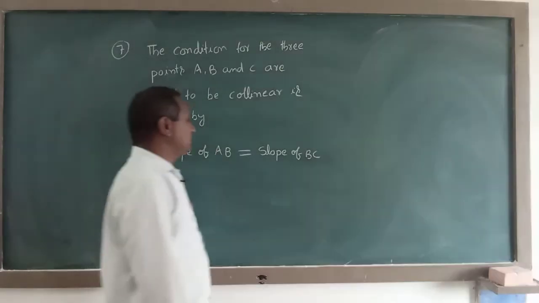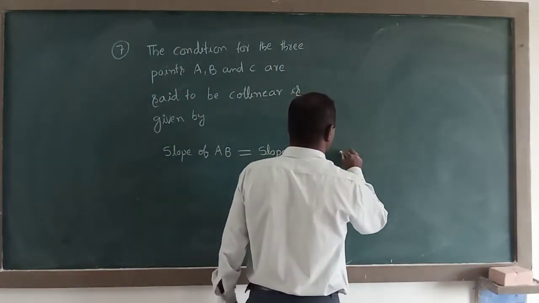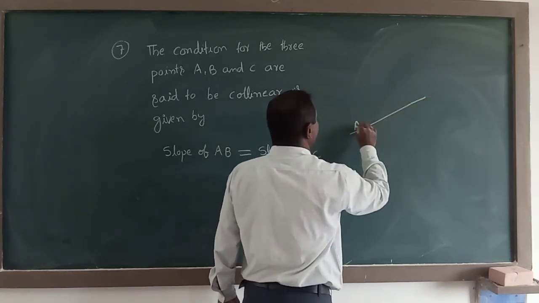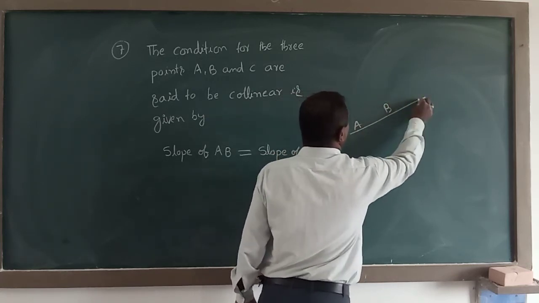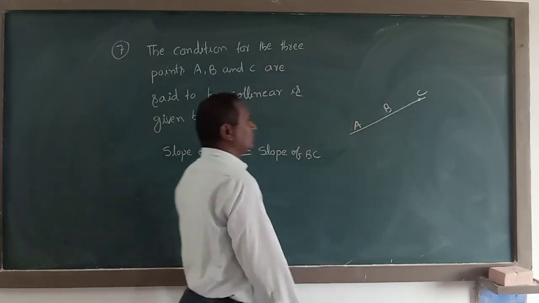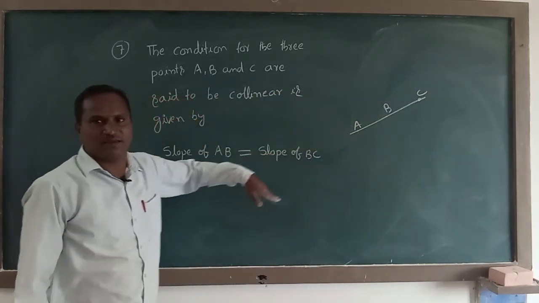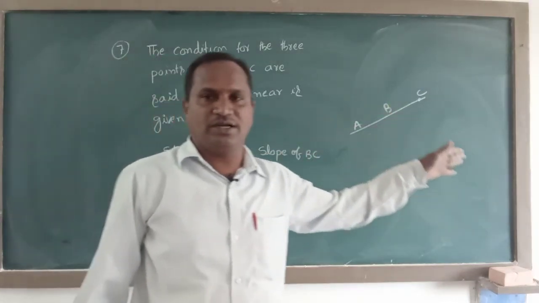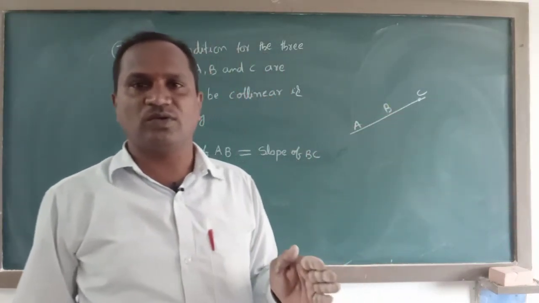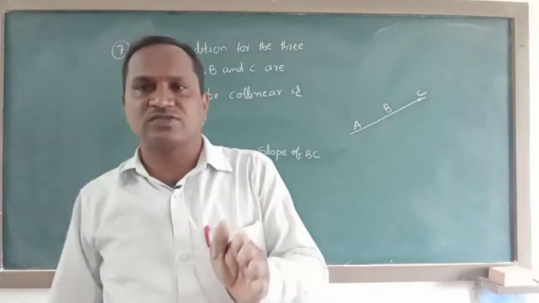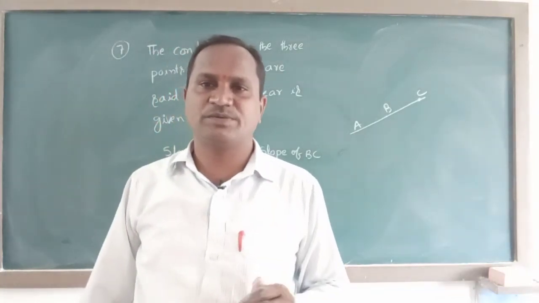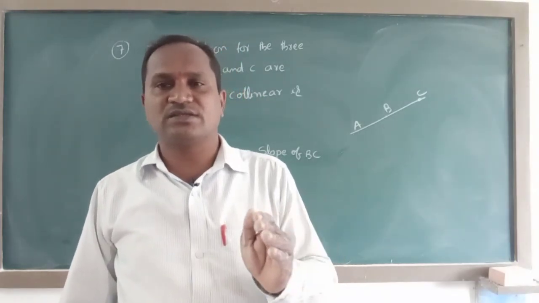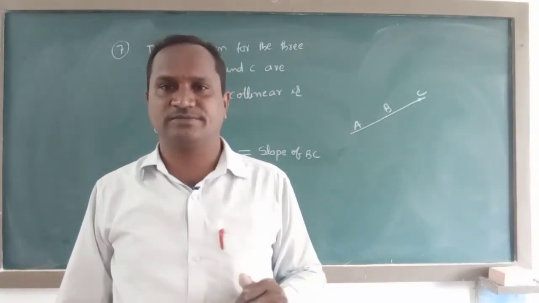See here, if you take one line, and take a point A here, B point here and C point here, all 3 points lie on the same line. Already I have given the condition for 3 points to be collinear with respect to distance also. The formula with respect to distance: distance of AB plus distance of BC is equal to distance of AC.